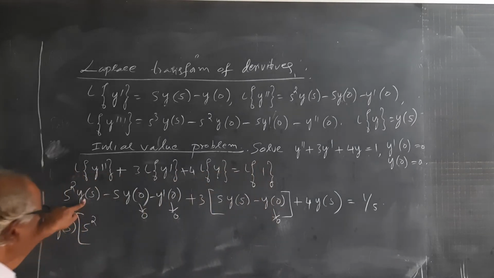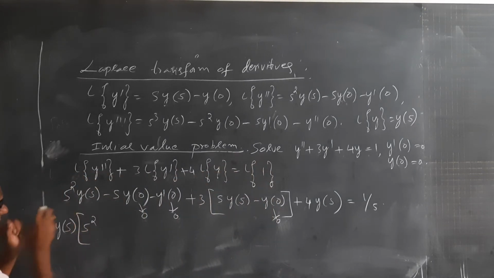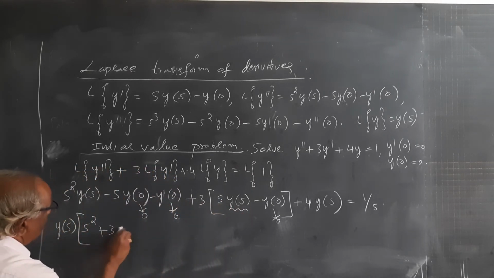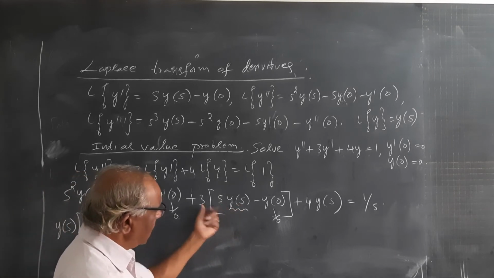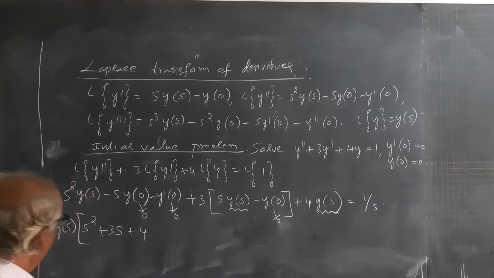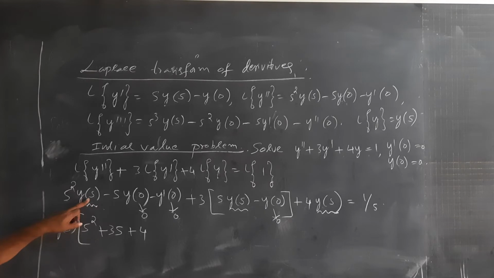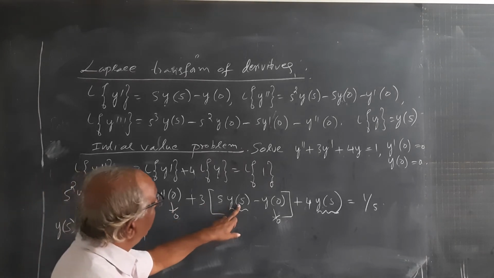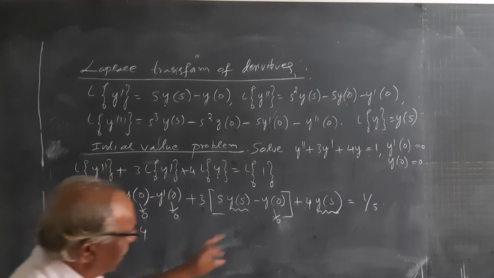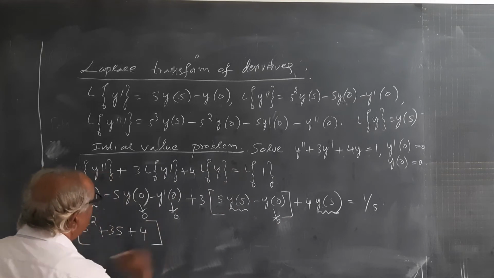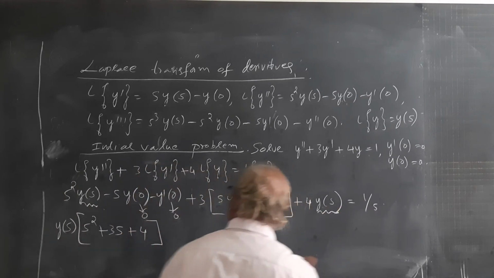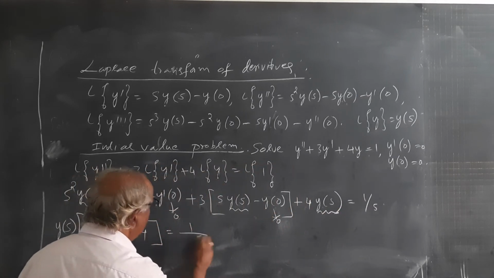Now let us take Y(s) as common factor. If I remove Y(s) as common factor, s squared here. Next, remove Y(s) here, what is remaining? 3s. Remove Y(s) here, 4. So, taking Y(s) as common factor, s squared plus 3s plus 4. Any other term? These terms are 0. That is all we have. That is equal to 1 by s.